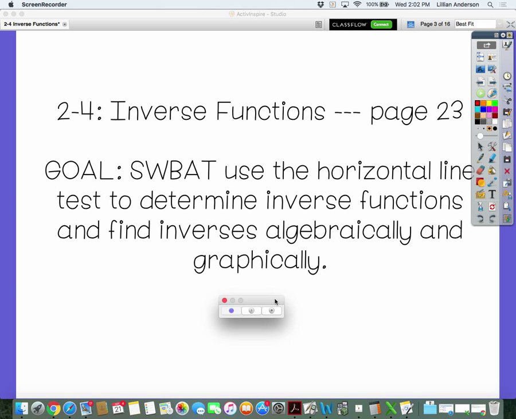Okay, well, the horizontal line test does something similar, except this time it's a horizontal line. We're going to move it not left and right, but up and down. And this is actually going to tell us something a little bit different. So we're going to talk about that some as well today.